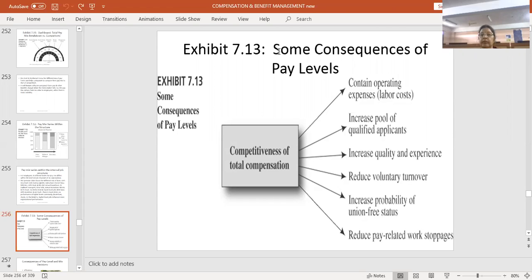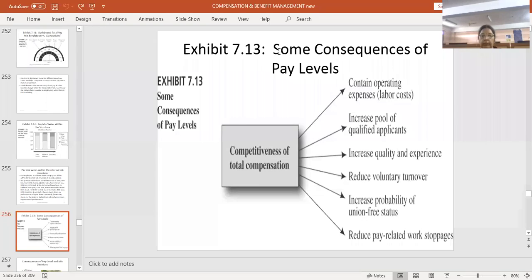And the next outcome is you can reduce all kinds of strikes related to pay, that is, pay related work stoppage, labor going on strike because they are not happy with their salary or their incentives. Those kinds of labor strikes will be greatly reduced in your organization if your total compensation is competitive. So pay related work stoppage will be greatly reduced. So this is the outcome if your total compensation is competitive, attractive and satisfying to employees.